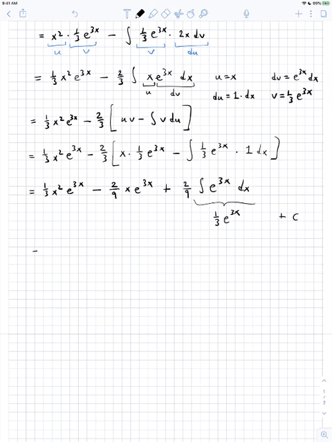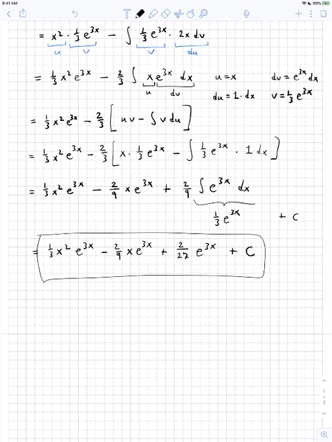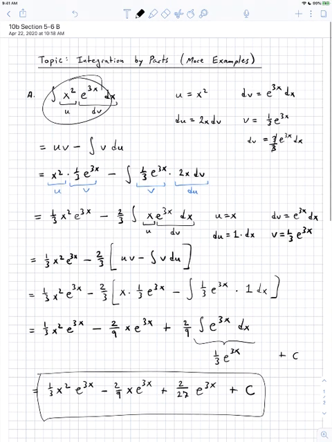So the answer ends up being 1/3 x squared e to the 3x minus 2/9 x e to the 3x plus, and now it's 2 over 9, but you have to multiply by that 1/3, so it's going to be 2 over 27, e to the 3x plus c. And that's our answer. You can, of course, compute the derivative of that to make sure that you have the right antiderivative, and sure enough, you will get what you started with, the x squared e to the 3x.